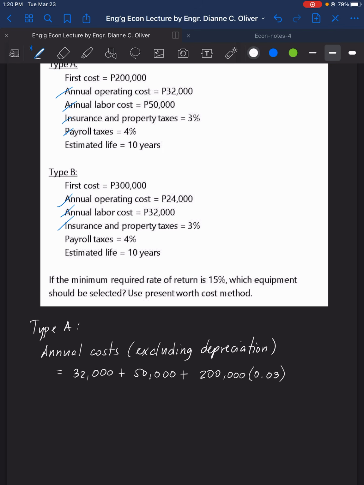How about the payroll taxes of 4%? That is payroll, so that will be on the labor cost. So we have here plus 50,000 times 0.04. So we are comparing here type A and type B. So the annual cost is now equal to 90,000 pesos.